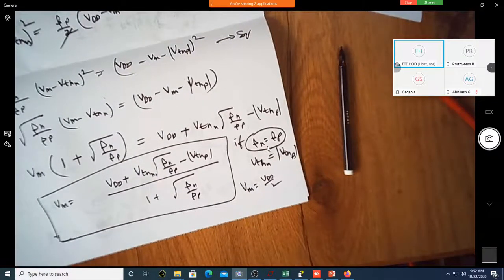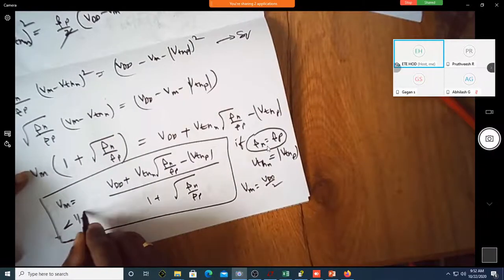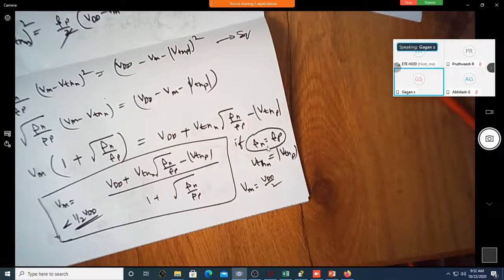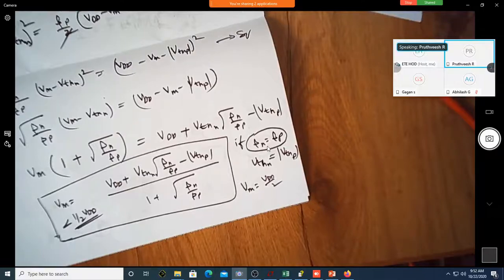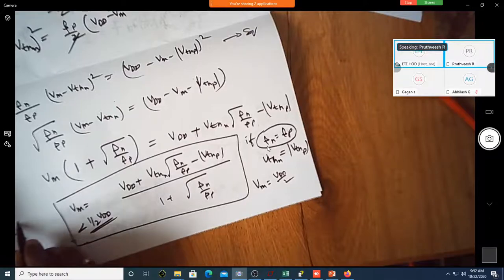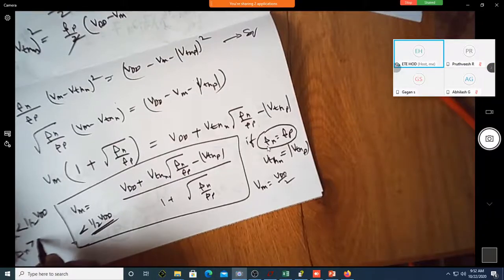Correct? Suppose Vm has to be lesser than half of VDD, when is that possible? When the ratio of beta n by beta p is higher. Now, what do you mean by that? N resistance is less, meaning N should be stronger. N should be stronger. So for Vm to be less than half of VDD, shall I say beta n should be greater than beta p?